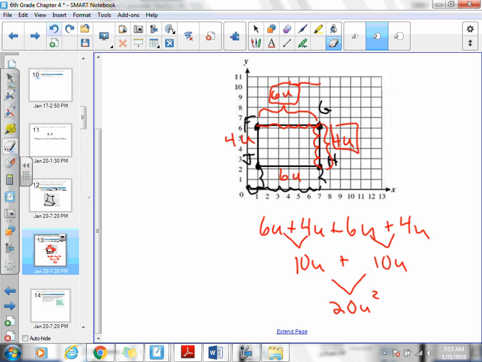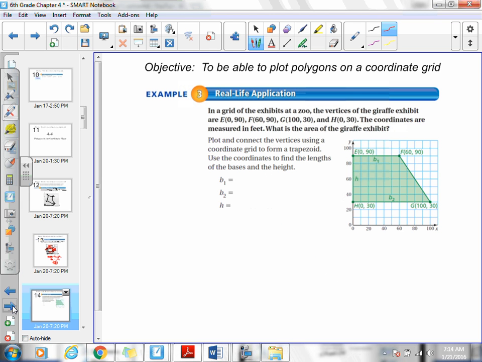Remember, we only use units squared, we only put a little 2 up here, if we're calculating area and these two things were being multiplied. So units times units is square units, but units plus units is just units. So our answer for that is 20 units.